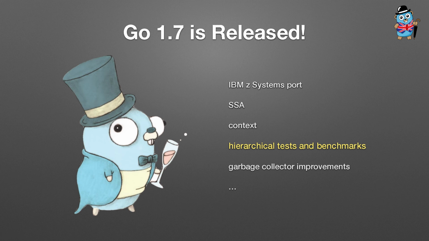As you might know, Go 1.7 was released a few days ago. There's a whole bunch of new features. One of these, what the talk will be about today, as it was announced, is hierarchical tests and benchmarks. So what exactly does that mean? I'm actually glad it made it to 1.7, otherwise I would have had a big problem with this talk today.